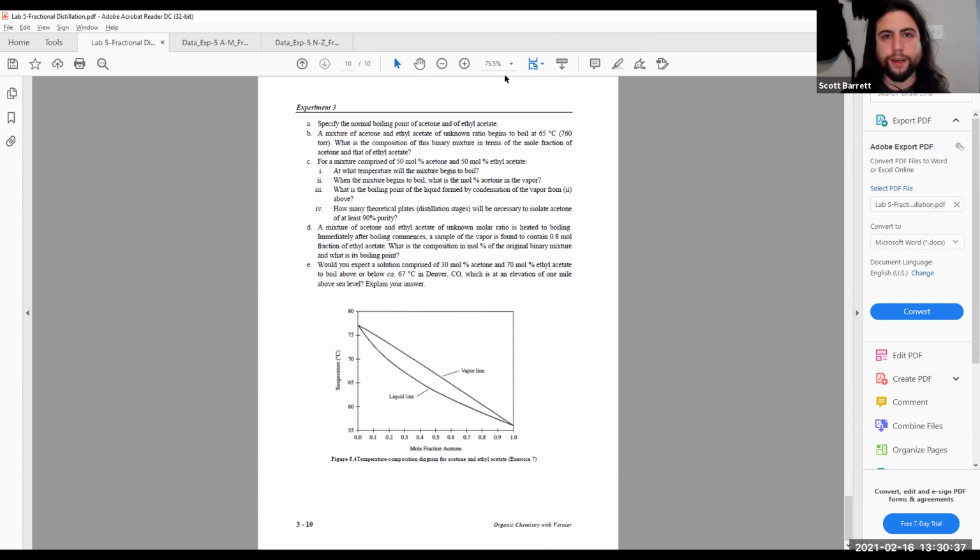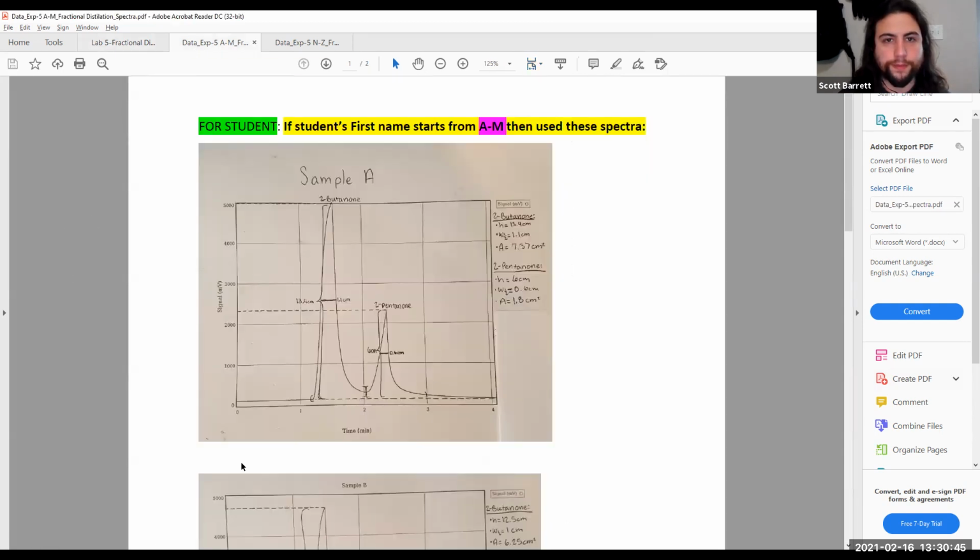Okay, now what I'm going to do is go ahead and switch my share over onto the next material. Let's see.